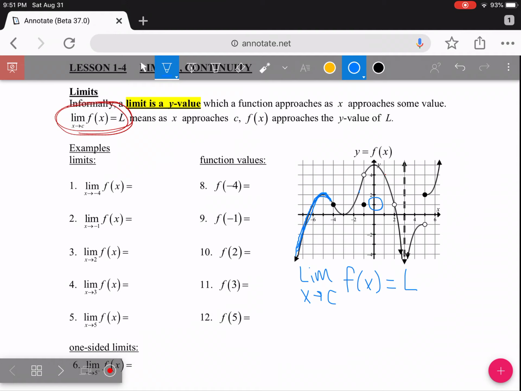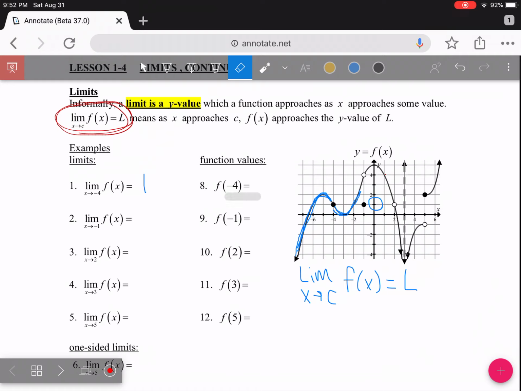Now this one, I'm going to look at the other way too, and I say if my friend is walking this way, and we are getting really close to -4, I'm also approaching 1, okay? So for this one, the limit as x approaches -4 of f of x is 1. Because as I get close to -4, I'm also getting close to 1.